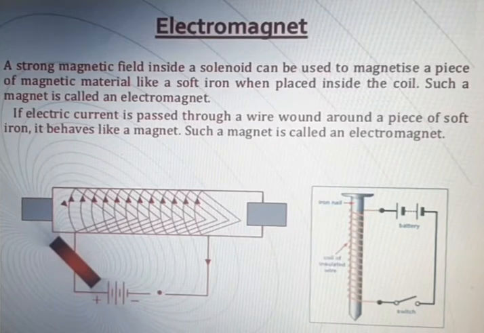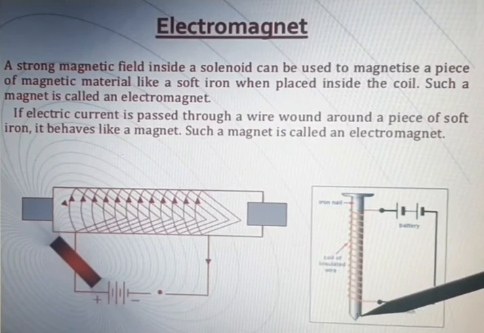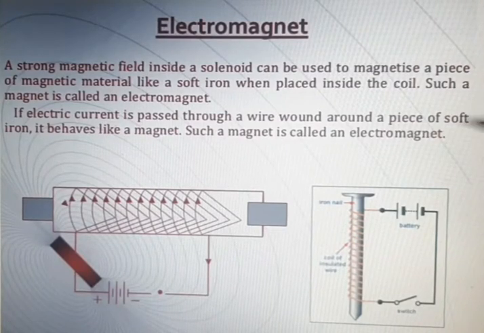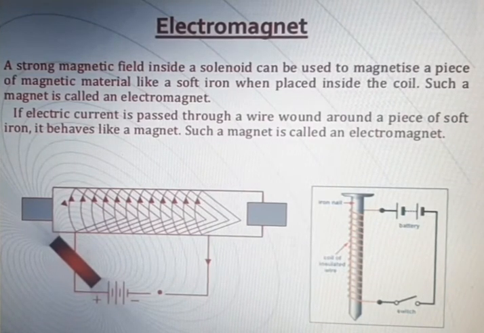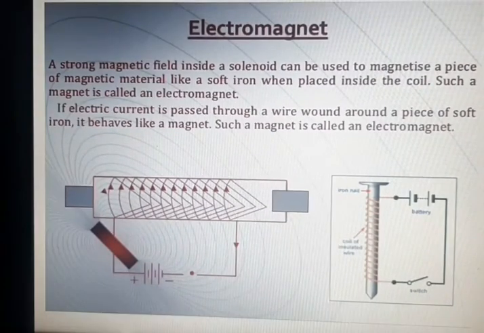So it has plenty of uses. We can increase the strength of the current to get a magnet of higher power. We can switch it off when it is not in use, and moreover, by changing the poles of the battery, we can change the polarity of the magnet. So there is a huge amount of use of the electromagnet.